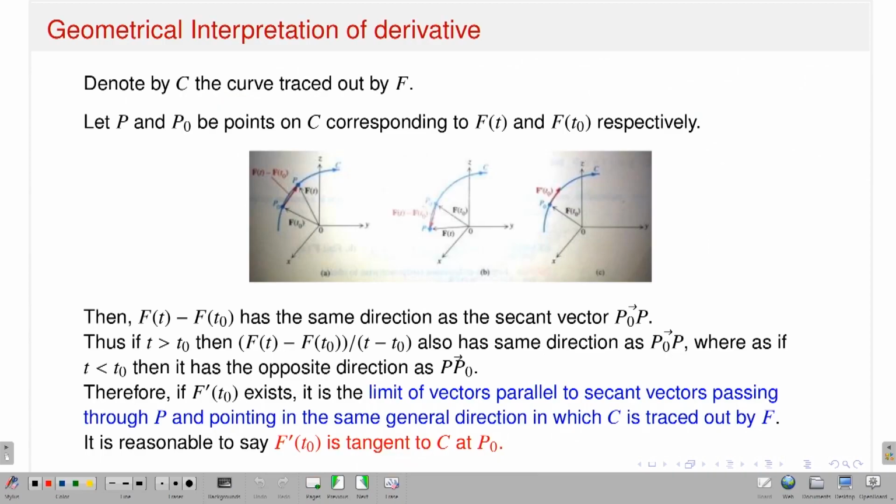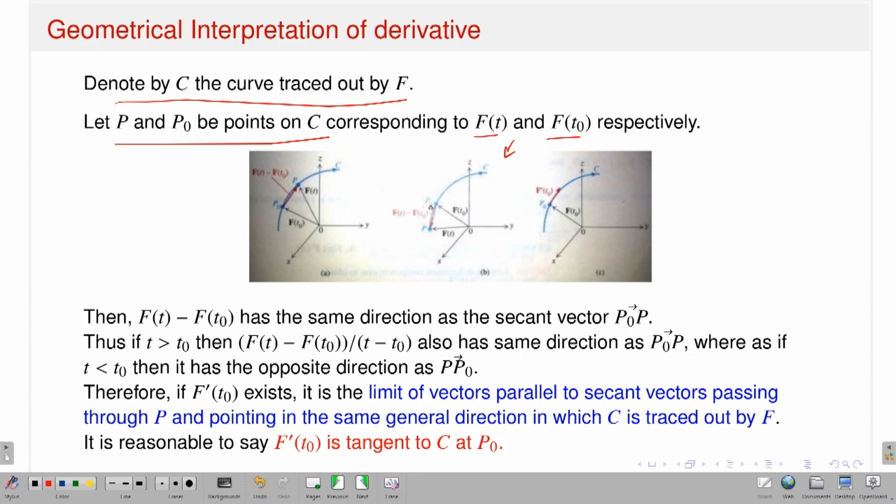Now, in the real variable case, like real valued functions of a real variable, there is a geometric interpretation. Similar kinds of things you can talk about in the case of a function from R to Rn. That is what I have tried to explain. Denote C as the curve traced out by the function. If you have the function capital F from R to Rn, then there is a corresponding curve, as I said. Let P and P naught be points on C corresponding to F(t) and F(t naught). So if I have a t, F(t) will give you a point, say capital P, and F(t naught) for t naught gives a point P naught.